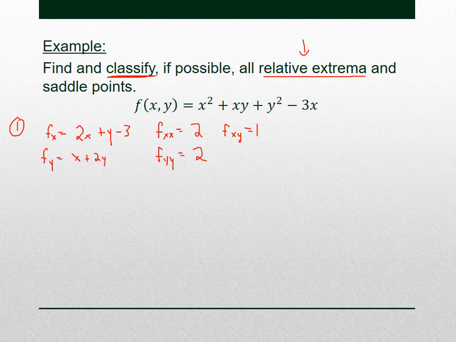That's just sort of a check: if you don't get the same thing, you know you've made a mistake, and if you do, then maybe you're on the right track. Okay, so we found all of those partial derivatives. Step 2, from that d-test tells us to set fx and fy equal to 0. So that's fx is 2x plus y minus 3, and we want to set that equal to 0. And we also want to set fy, which is x plus 2y, equal to 0.